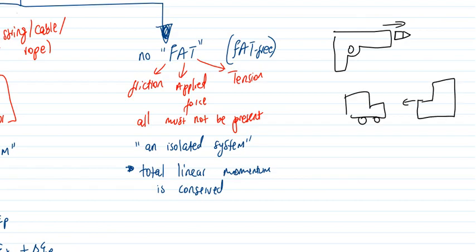When we talk about cars crashing, that car A crashed with car B, right? We do not really focus on the force that they apply on each other. What we focus on is the fact that there is no friction. So we immediately call it an isolated system. And there is no tension again. Okay, so an isolated system is whereby it's FAT-free. We don't have friction, applied force, or tension.